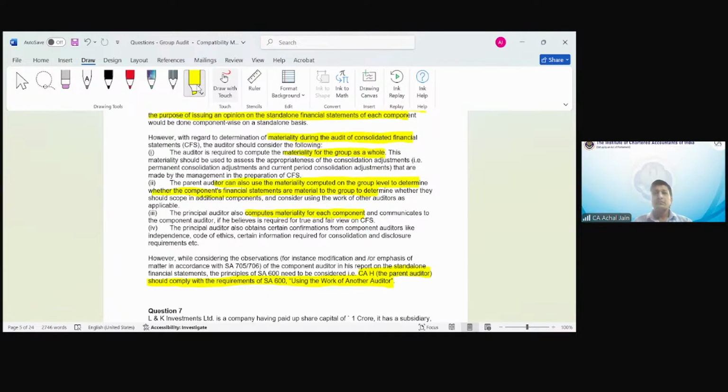If not, then at a group level, such an observation, whether that is EOM, modification, anything which is there, may be removed, may be taken out. Clear? So that's how the parent auditor will deal with any observations which are raised by the component.